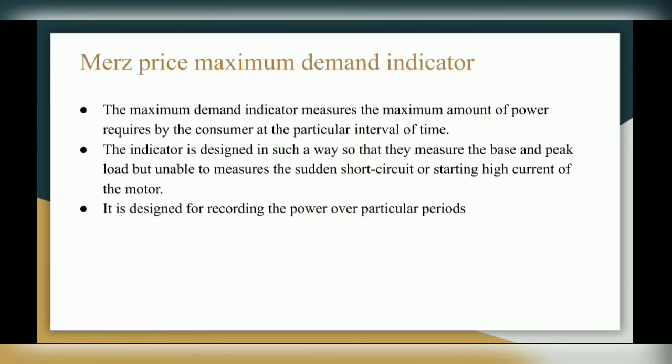Next is Merz Price maximum demand indicator. The maximum demand indicator measures the maximum amount of power required by the consumer at a particular interval of time. The indicator is designed in such a way that it measures the base and peak load but is unable to measure the sudden short circuit or starting high current of the motor. It is designed for recording the power over particular periods.